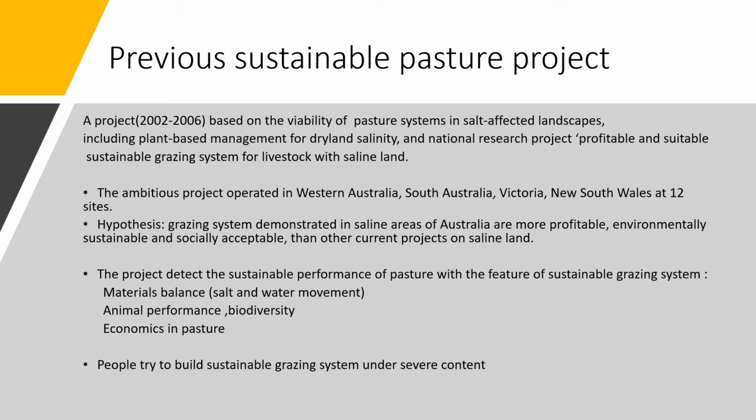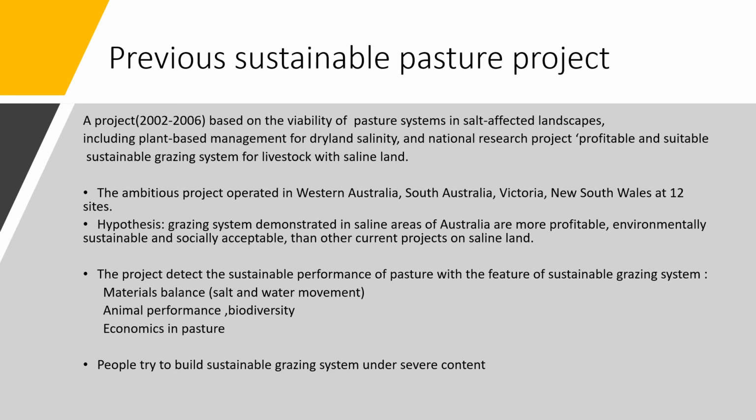The ambitious project operated in different areas of Australia, like Western Australia, South Australia, Victoria, and New South Wales, at 12 sites. The hypothesis in the experiment was that grazing systems demonstrated in saline areas of Australia are more profitable, environmentally sustainable, and socially acceptable than other current practices on saline land. This project detects the sustainable performance under the different elements of the sustainable grazing system, like material balance, animal performance, and economics in pasture.